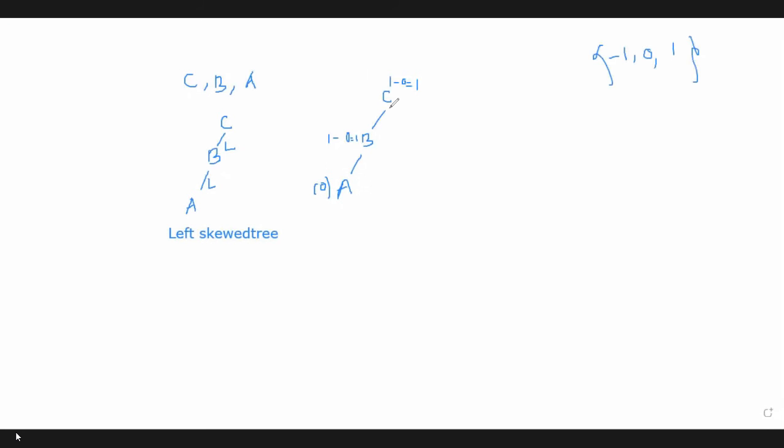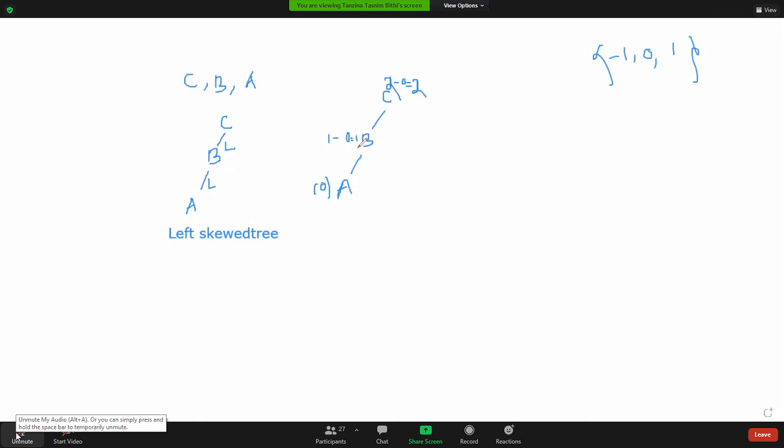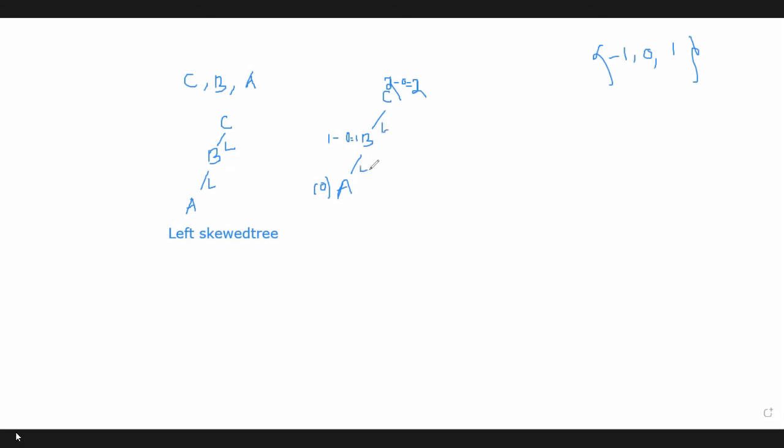So now calculate the balance factor of C. It's 2. The height of the left subtree is 2 and the height of the right subtree is 0. That means its balance factor is 2, which means it's not an AVL tree, it's not a balanced tree. So how can we make it a balanced tree? Can we use the left rotation here? No, because all the nodes are taken in the left side.